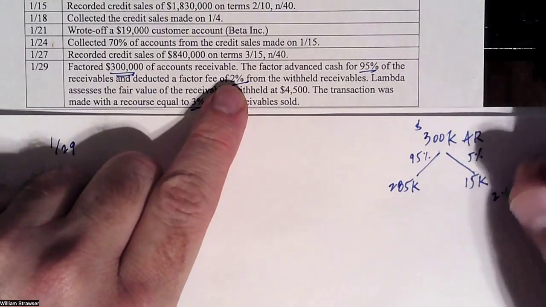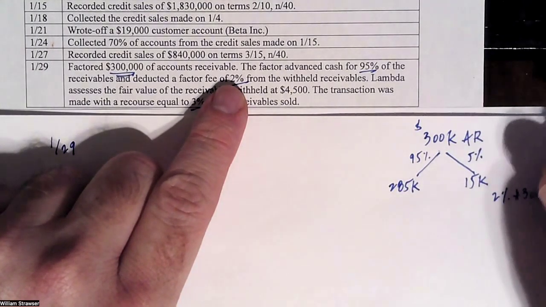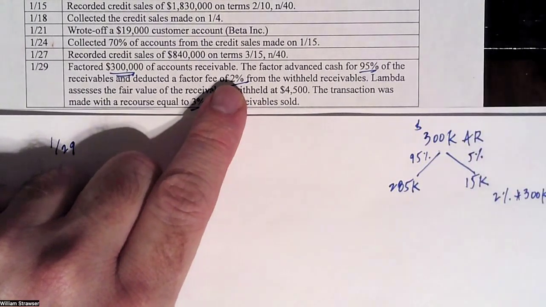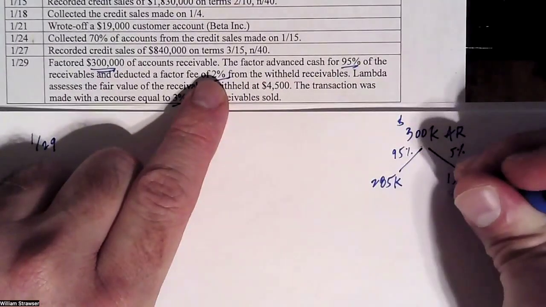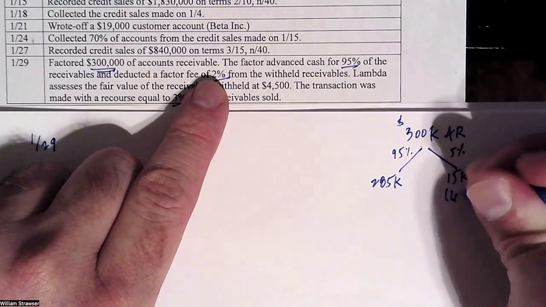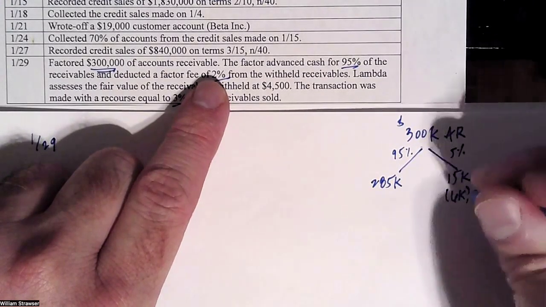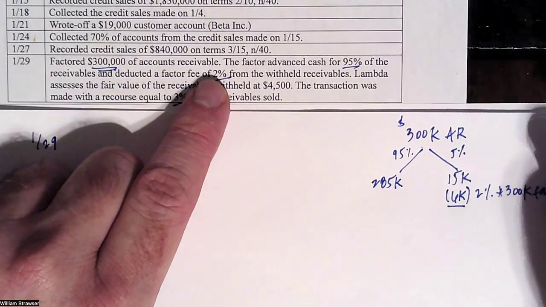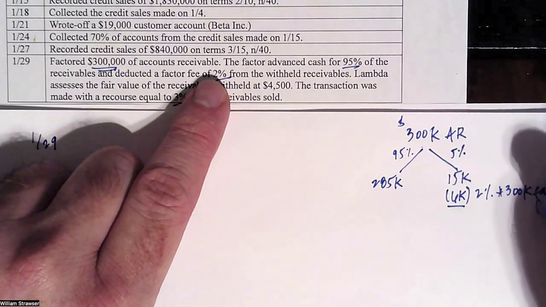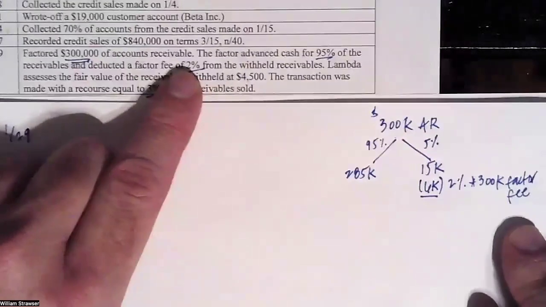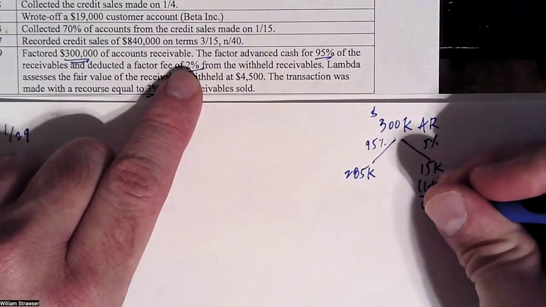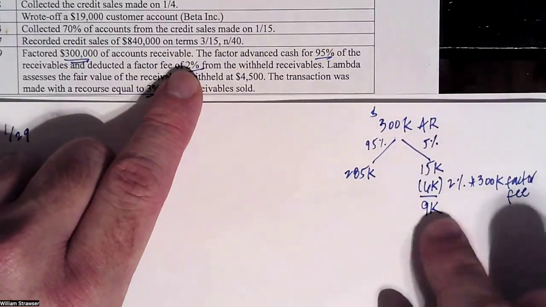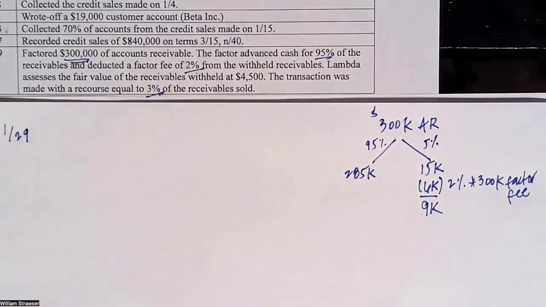They'll always take a factor fee. And that factor fee is 2%. Again, we apply it to the accounts receivable factored, and that is a $6,000 factor fee. So after the bank takes that fee, after that's removed, only $9,000 of the withheld receivable value is left.